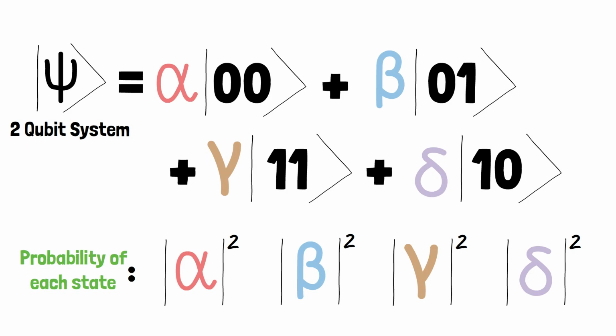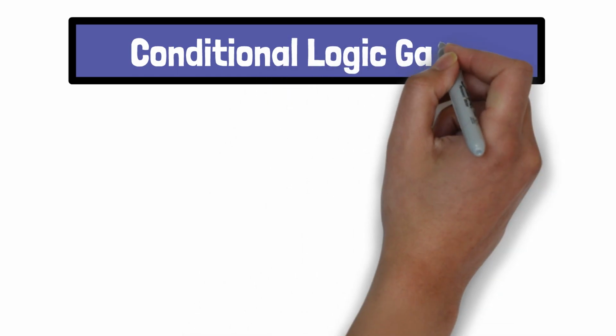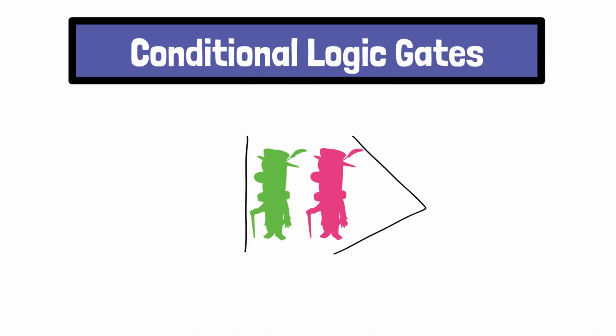But because we have 2 qubits, we have 4 possible measurement outcomes. The 2-qubit system represents more quantum information. Similar to before, we want to be able to operate on these qubits. We want to change the state of the system. And we can do this with another set of gates called conditional logic gates. These gates look at the starting state of a 2-qubit system and operate on conditional logic.